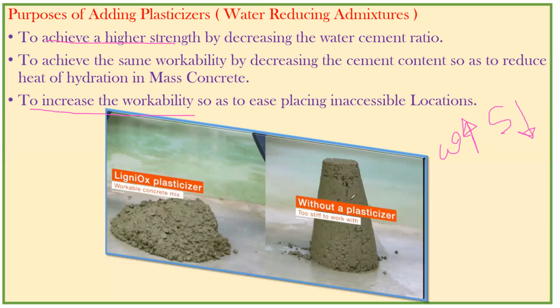You can see it here. If you don't add a plasticizer, this is how your concrete is going to look. This test we do with the help of a slump cone test, which we'll try to see in chapter 2. So it is very stiff.